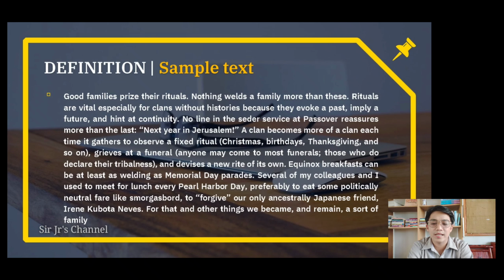Several of my colleagues and I used to meet for lunch every Pearl Harbor Day, preferably to eat some politically neutral fare like smorgasbord to forgive our only ancestrally Japanese friend, Irene Kubota Neves. For that and other things, we became and remain a sort of family. You see how the main topic was elaborated using definition as a type of pattern of development.